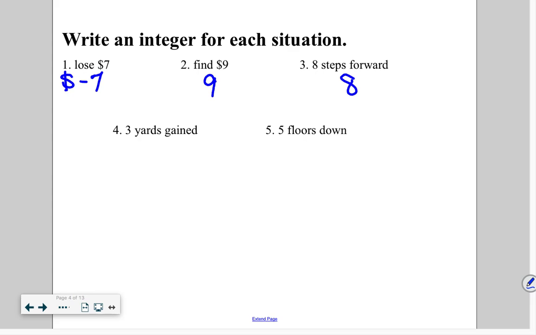Football. You gained 3 yards. Is that a positive or a -3? Positive. I'm on an elevator, and I'm going to ride the elevator down 5 floors. That would be a -5.